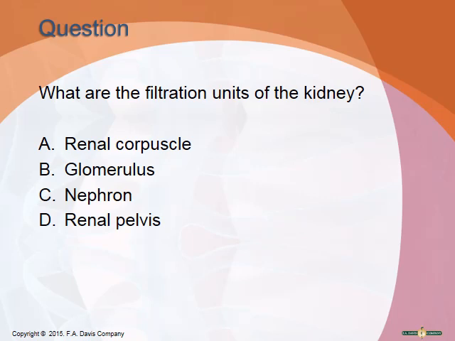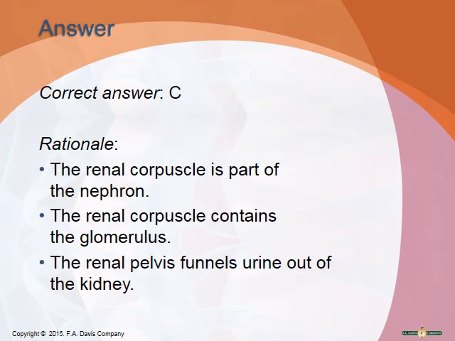So the filtration units of the kidney are the nephrons. The renal corpuscle is a part of the nephron. The glomerulus is inside the corpuscle, or part of the corpuscle, and the pelvis is how urine leaves the kidney. It connects with the ureter. So the answer for this question is C, the nephron. Yay, us.